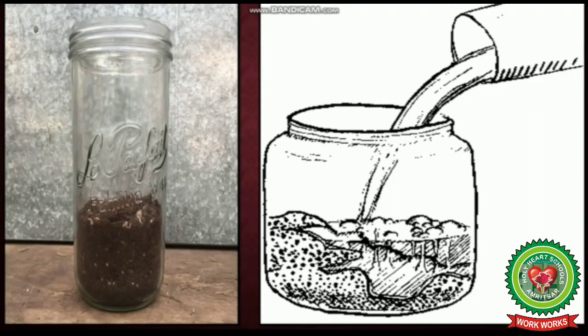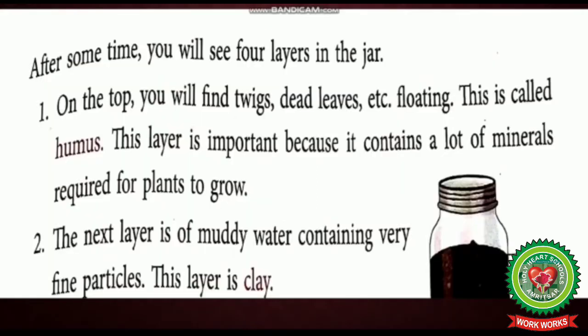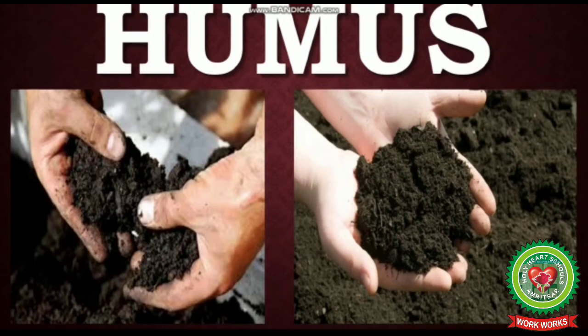Now students, after some time, you will see 4 layers in the jar. Number 1, on the top you will find twigs, dead leaves, etc. floating. This is called humus. This layer is important because it contains a lot of minerals required for plants to grow.